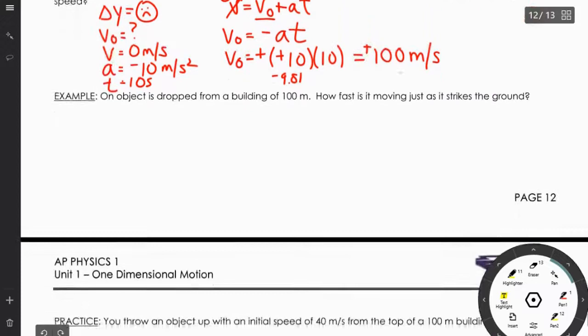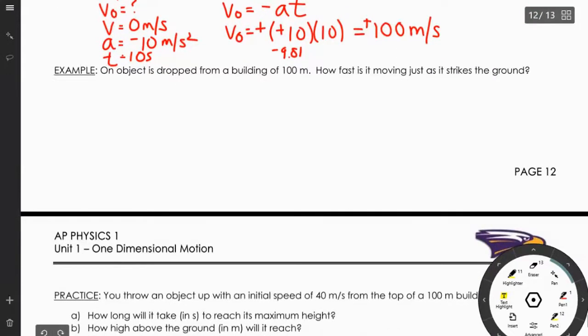Now, the next example: an object is dropped. So here's our key, a keyword right here, the word dropped. It's dropped from a building of 100 meters. How fast is it moving as it strikes the ground?